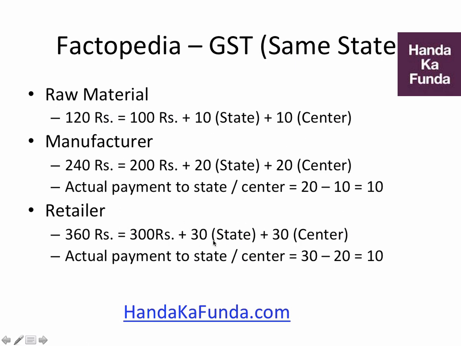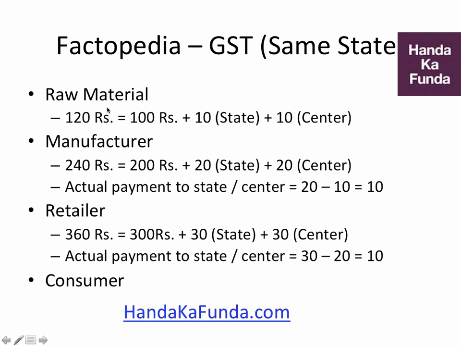So the state, which needs 30 rupees on this particular good, 10 have come from the raw material when the raw material was sold, 10 have come when the manufacturer sold it for 240 rupees to the retailer, and 10 rupees will come now when the retailer sends it to the consumer. So the state has got its 30 rupees, the center has got its 30 rupees, the actual payment made by the consumer is 360 rupees, but the state has got it in three parts.